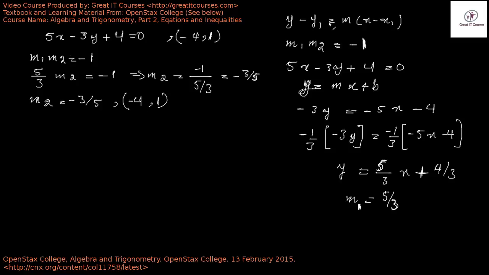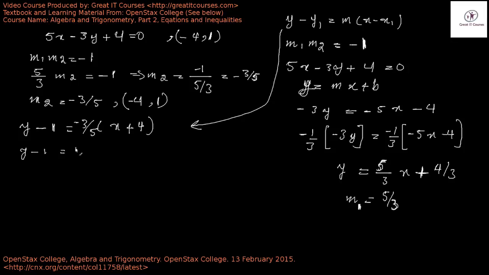So now you can use this equation over here and write your formula. So y minus y1 is equal to m into x minus x1. So x minus of minus 4 is plus 4, and your m is here, of course, your m is minus 3/5. So y minus 1 is equal to minus 3/5 x minus 12/5.